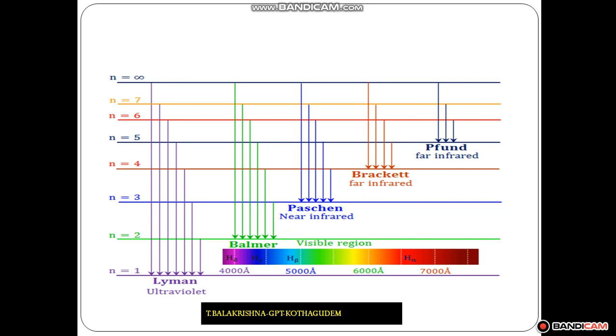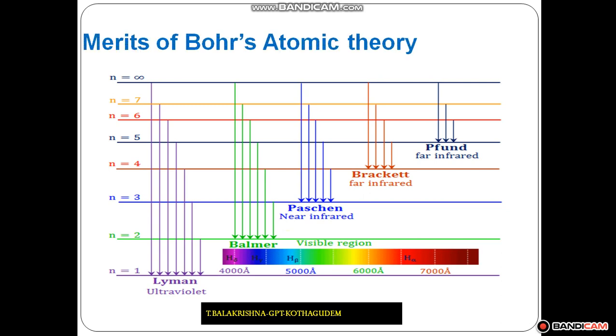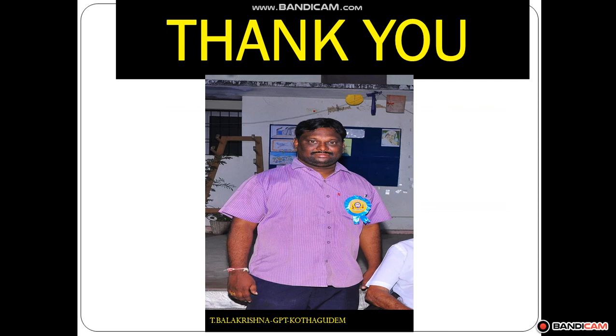So this theory successfully explained the spectrum of hydrogen and hydrogen-like ions, and successfully explained the stability of the atom. The values Bohr proposed, the radius of the orbit, the energy of the orbit, and the frequency and wavelength of the spectral lines, are in perfect agreement with the experimental values. Okay, students, very easy and useful points. I think you are able to understand the points.